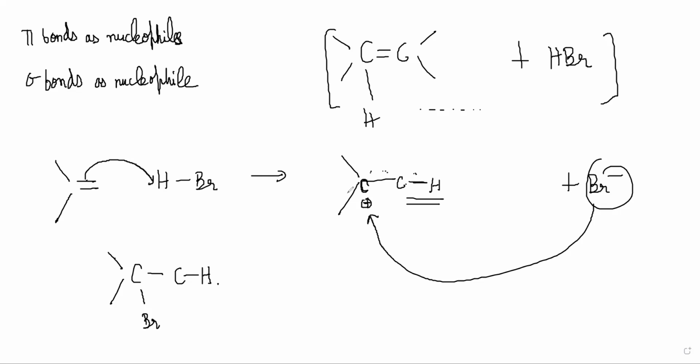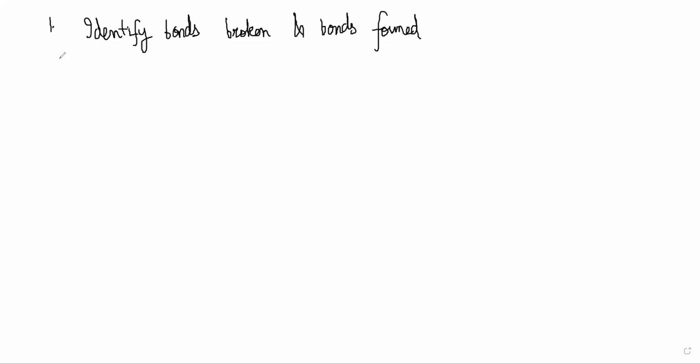Now, on drawing your mechanisms with curly arrows, in that section he talks about a couple of important things. Whenever you are trying to predict what will happen in a reaction, identify which bonds are broken and which bonds are formed. And the most important thing is to identify which one is the electrophile and which one is the nucleophile.